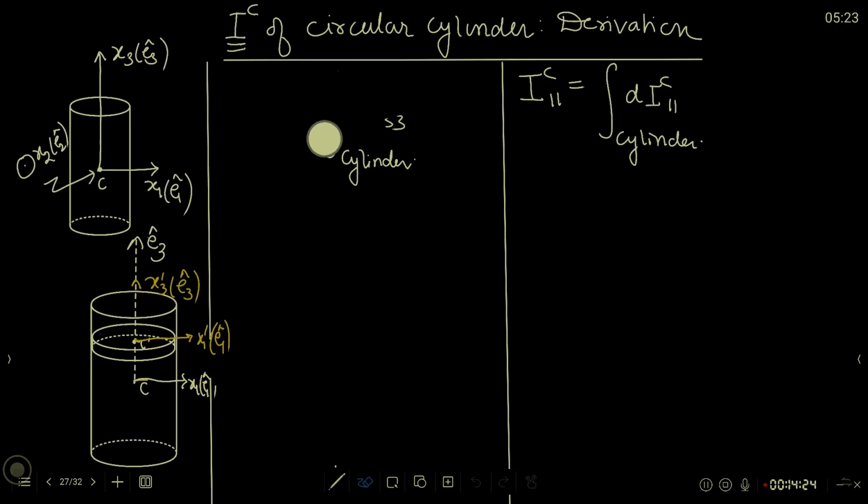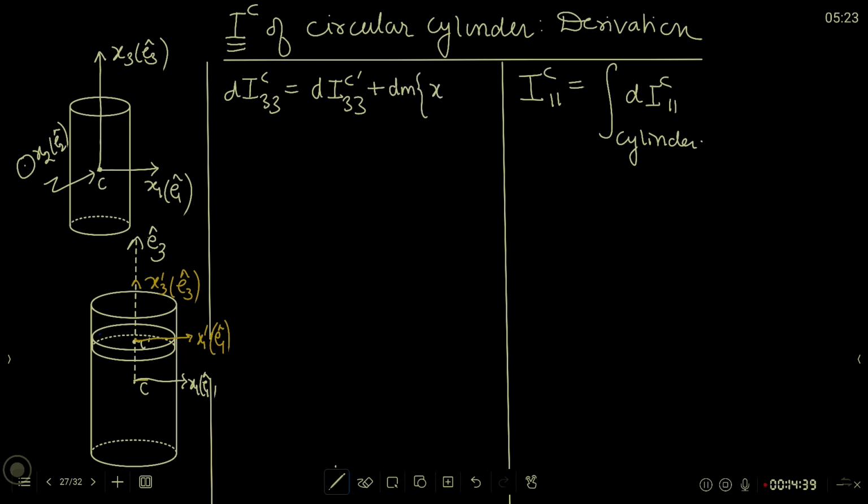I get dIC33 = dIC'33 + dM (xC'1 square + xC'2 square). That's the parallel axis theorem. What is dIC'33?